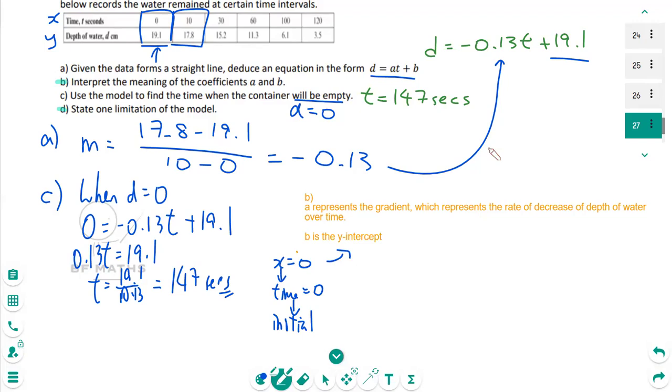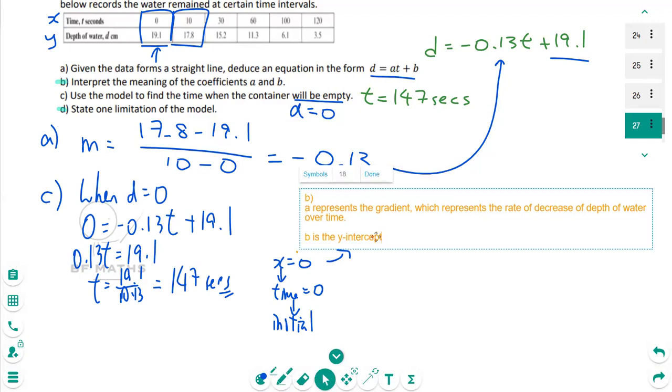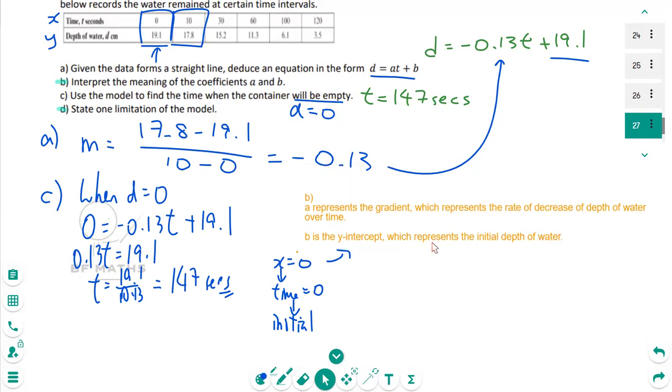So B is the y-intercept, which represents the initial depth of water. So learn this keyword, initial. So we represent the initial y.